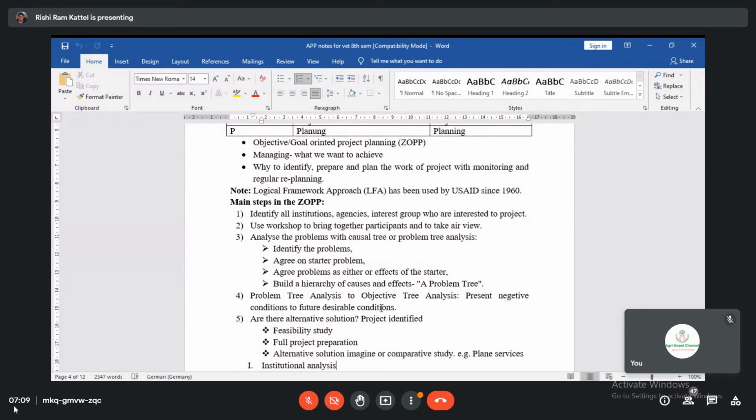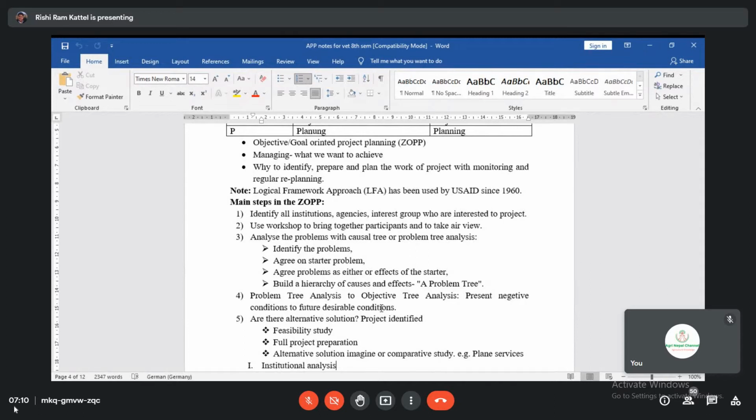The third main core step is to analyze the problem with a causal tree or problem tree analysis. For this, first of all, you have to identify the problem. We had already discussed how to identify the problem. Then agree on the starter problem. All institutions, organizations, and interest groups should agree on the starter problem or core problem, and then agree on the causes and effects of the core problem. Then build a hierarchy of causes and effects. When you develop the hierarchy of causes and effects from the core problem, it is called a problem tree.